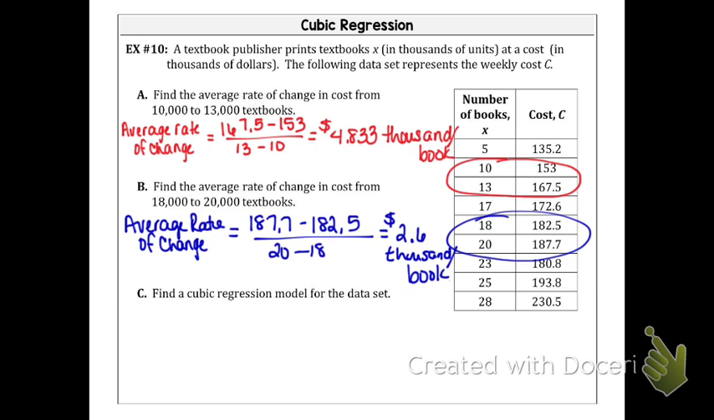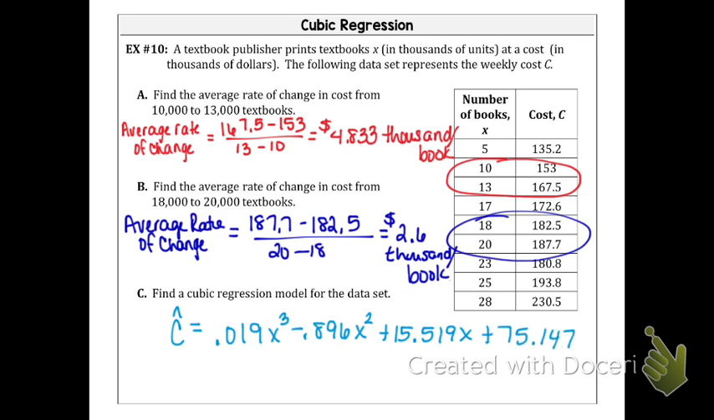And then part C says find a cubic regression model for the data set. So make sure this is in your stat edit, and we're going to run cubic regression. My cubic regression said cost was our Y, so that's why I put C hat, equal to 0.019x cubed minus 0.896x squared plus 15.519x plus 75.147.